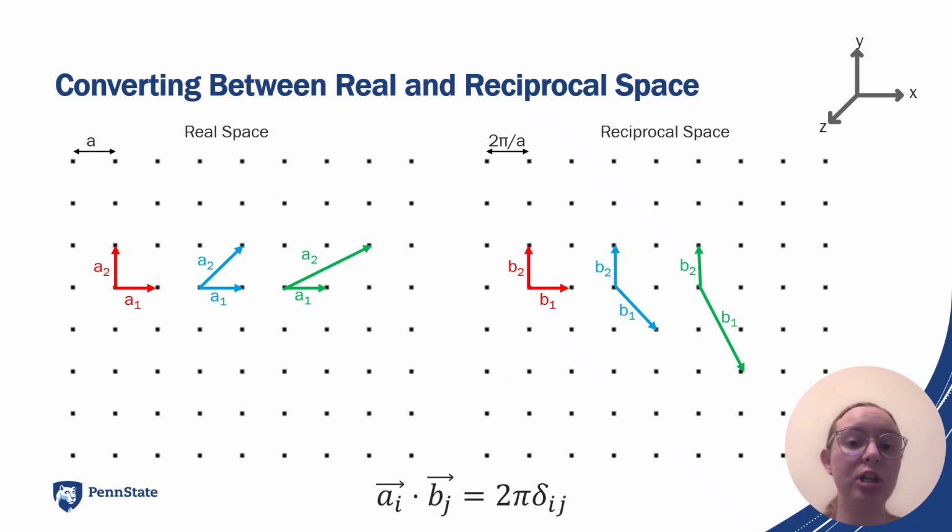It's also important to note that we have this property between the real space and the reciprocal space vectors that's set up by the Kronecker delta. So, for example, if we take B1 and project it onto A1, then we should get 2 pi, but if we project B1 onto A2, we should get 0.